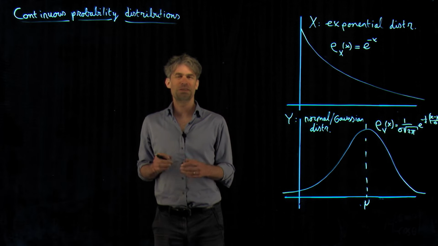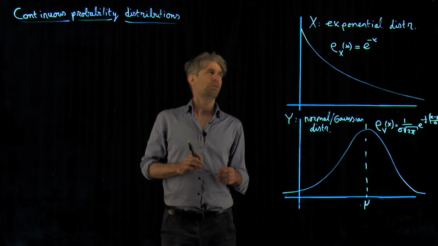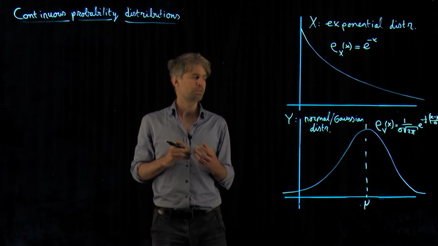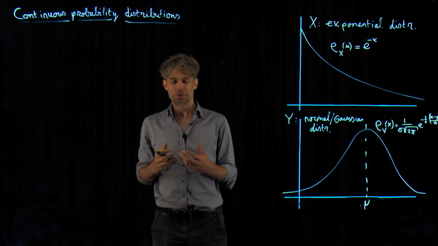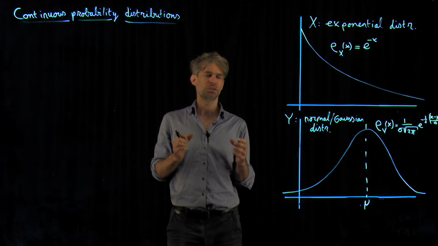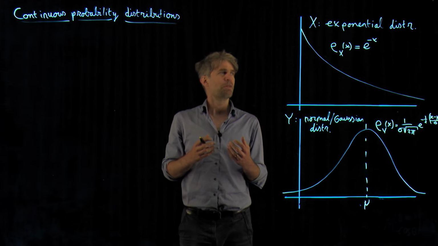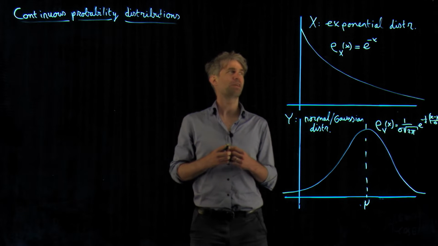Hi, this is a video about continuous probability distributions. So it's about random variables with a continuous distribution, and they behave a bit differently from discrete probability distributions, like, for example, the binomial distribution. And one of the things that really stands out is the following thing.